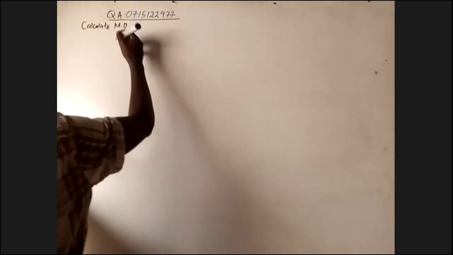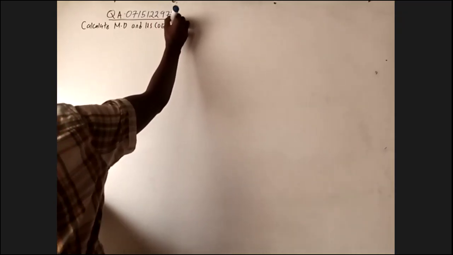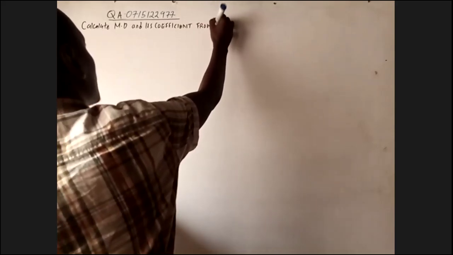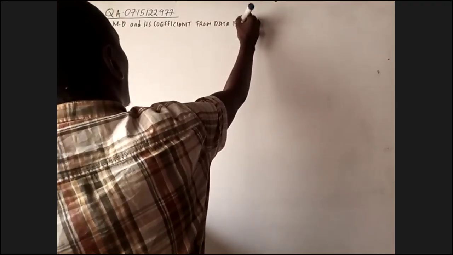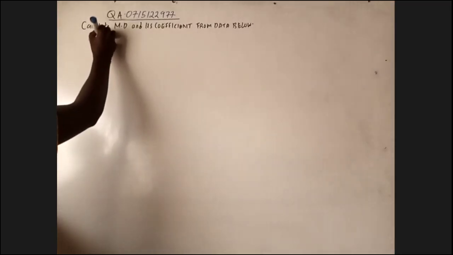Okay, illustration number 1. I don't know if I remember doing these questions, let us see. Look, it says calculate MD and its coefficient from the data below. Now we have incomes.